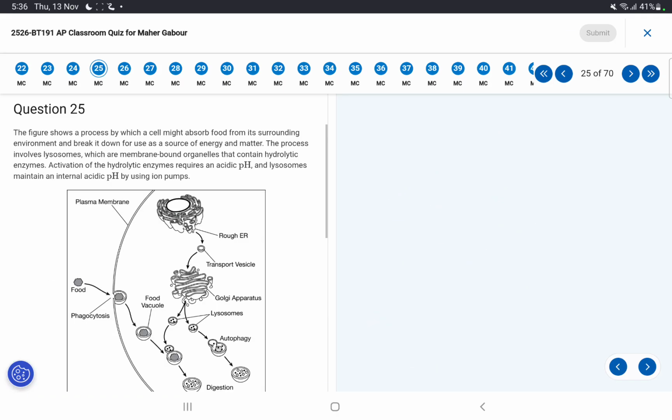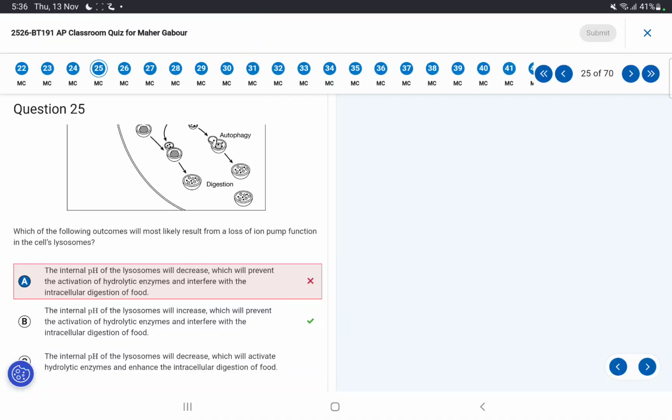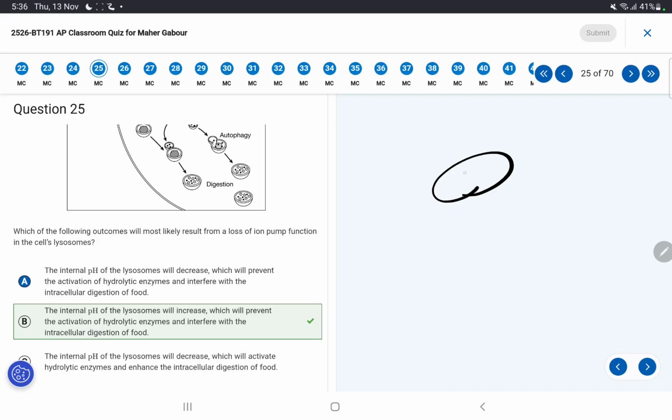Number 25, we did this also last time. Which of the following outcomes will most likely result from a loss of the ion pump function in the cell's lysosomes? We have lysosomes. Lysosomes are the organelle that is responsible for digestion in the cell. So lysosomes are responsible for digestion. And the interesting thing about lysosomes is that they're very acidic. So the environment inside the lysosome itself is very acidic.